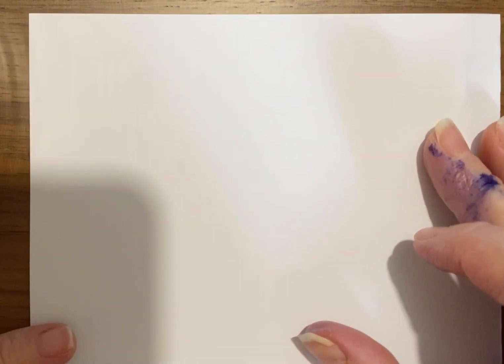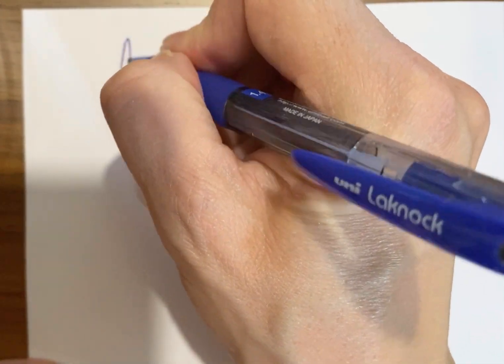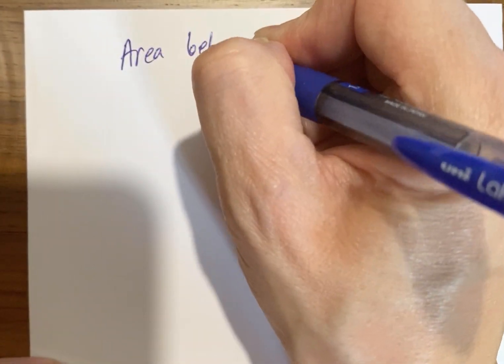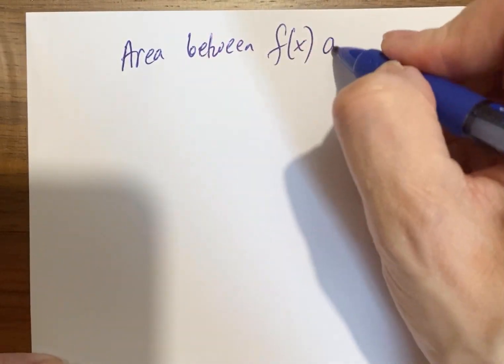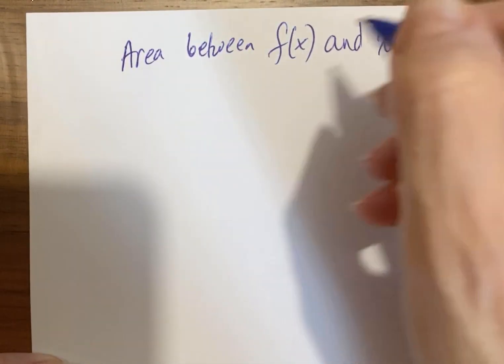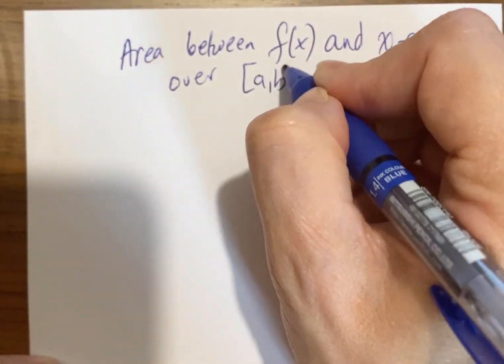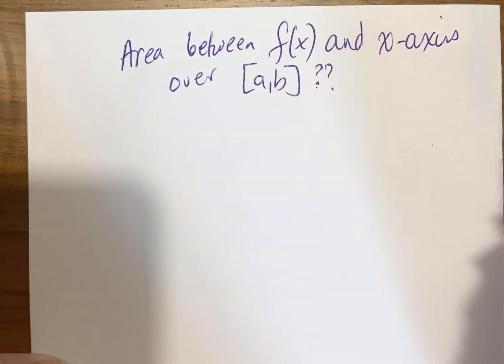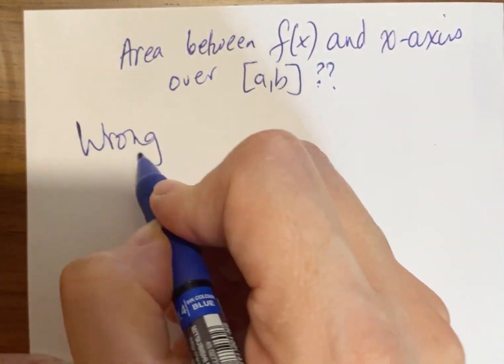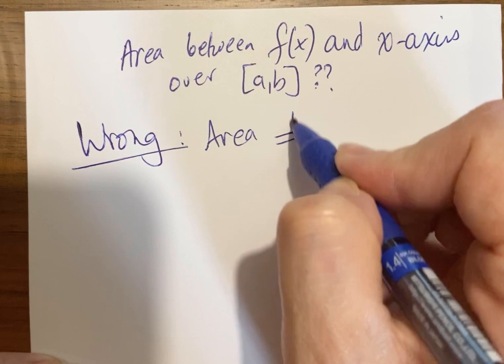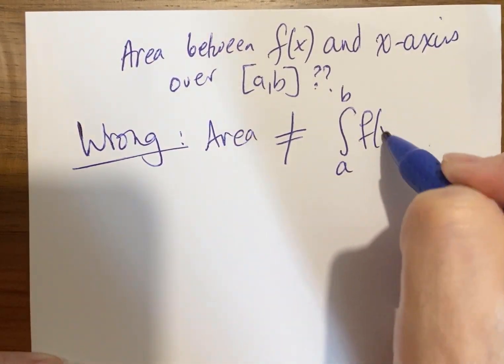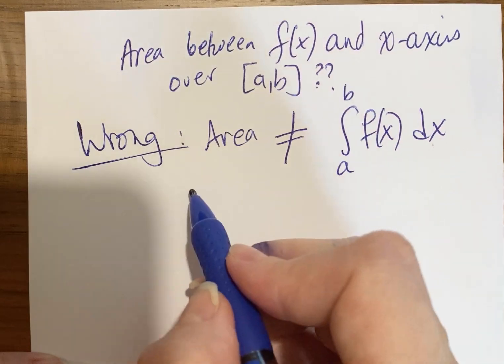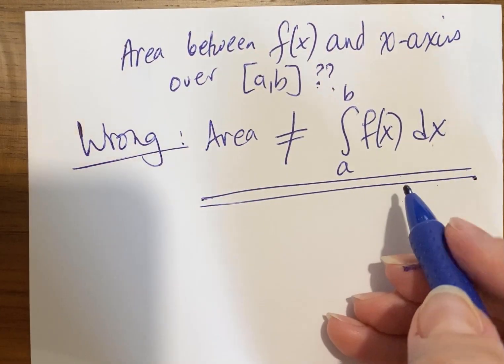See, as a summary that I want you to know, because I like to be very clear in these things. If I want the area between a function f of x and the x-axis over the interval from a to b, I do not, big wrong, area is not equal to the integral from a to b of f of x dx. I cannot say that. When are those areas equal?